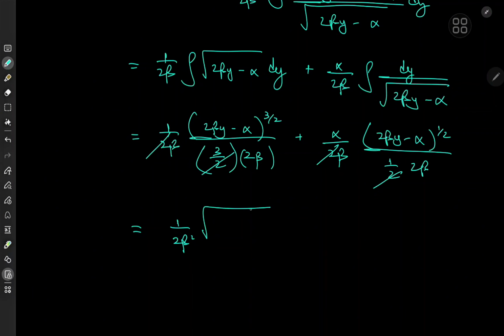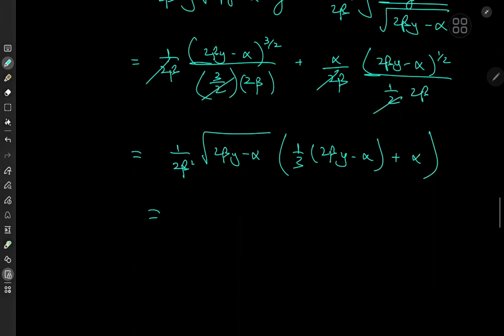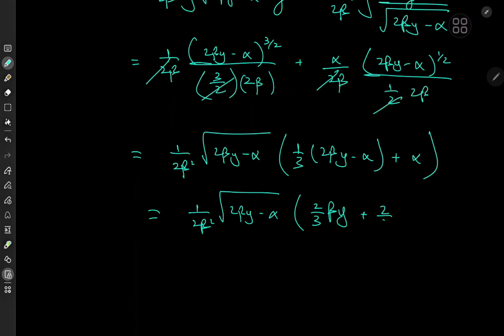So we have root 2 beta y minus alpha, and that leaves a linear term times 1/3 here, so 2 beta y minus alpha, and from here we just have alpha left. So we should have negative 1/3 plus 1 is 2/3. So we are left with 2 beta squared times the square root of 2 beta y minus alpha, all being multiplied by 2/3 of beta times y minus, or rather plus 2/3 of alpha.